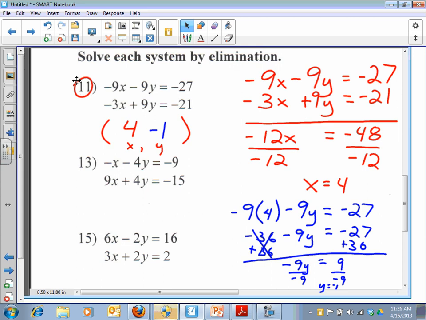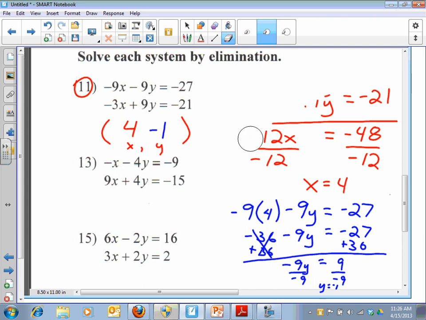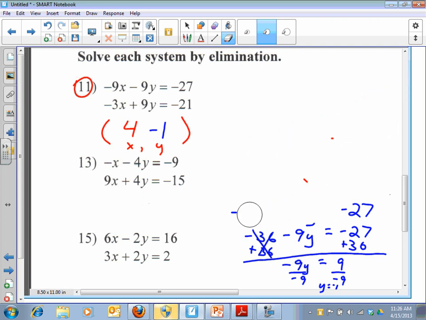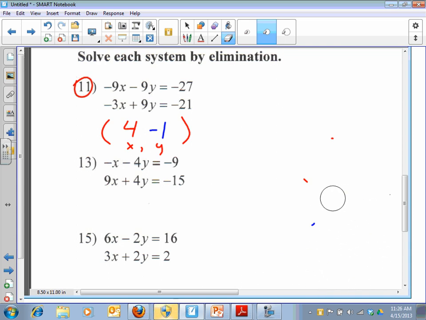I think I'll do one more example here. And the example that I'm going to do will probably be problem number 13. And then problem number 13, we'll do the same thing. Just go ahead and line up the two equations and see if something eliminates, cancels.